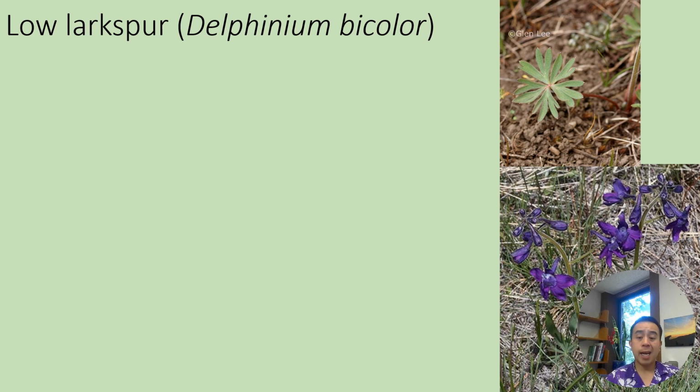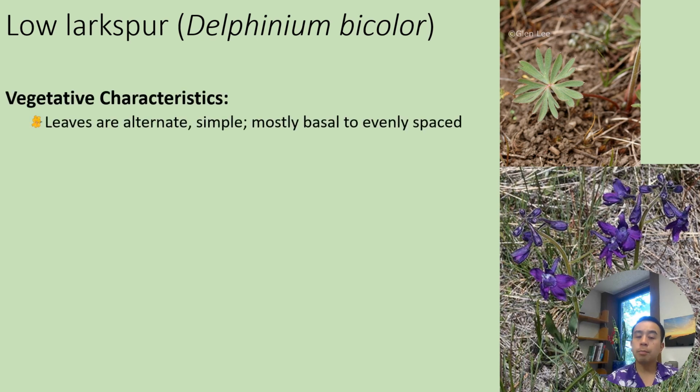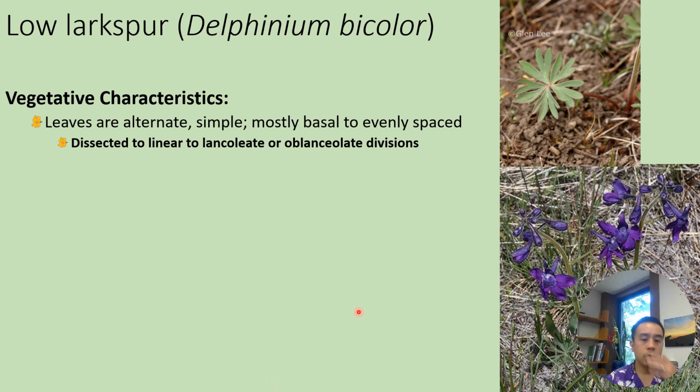So for Delphinium bicolor, the leaves are alternate and simple, which again means they're not compound leaves. They are also mostly basal leaves that are evenly spaced. They are often highly dissected, as you can see in this image here. And so here are the dissections, and they're dissected into linear to lanceolate to oblanceolate divisions. If you're unfamiliar with those terms, revisit the leaf shape drawings in your book, or you can find them online as well. The leaves are glabrate, which means they become glabrous with age, and glabrous again means hairless.